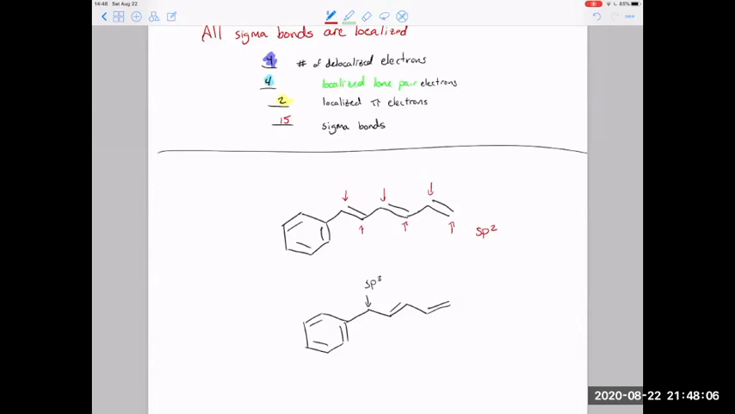You can even have rings that are back to back to one another. Something like this. These electrons are all delocalized in this system here.